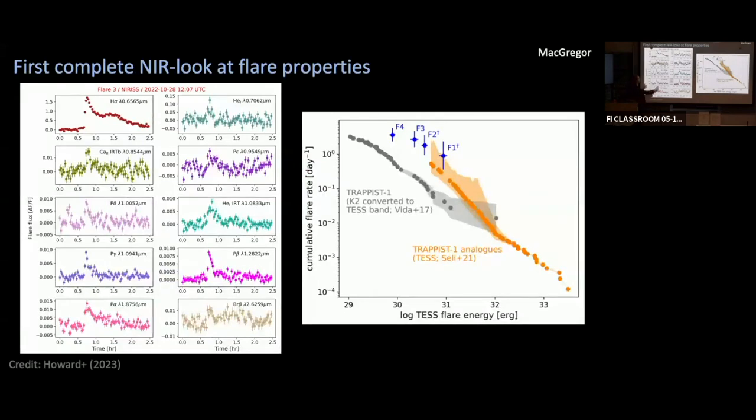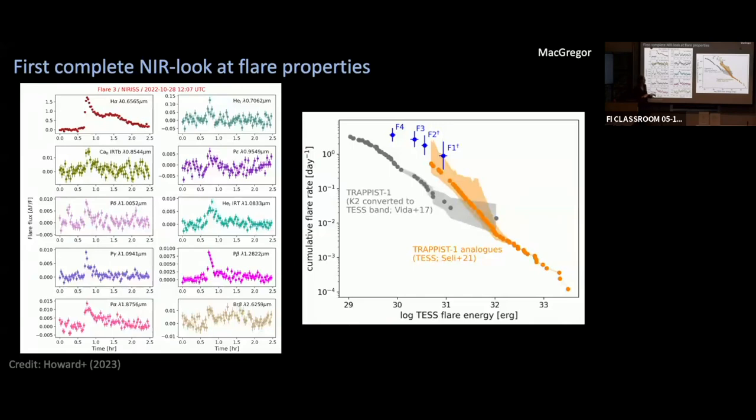because it turns out that with NIRISS, we can actually detect this huge range of lines. So this is showing things like the Paschen series and helium. We even detect Brackett beta during this flare emission. And we can use that to actually place some constraints on like the magnetic field properties of the star during the flare and different flaring models.